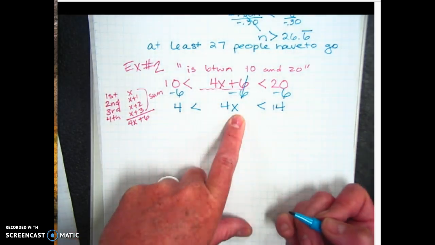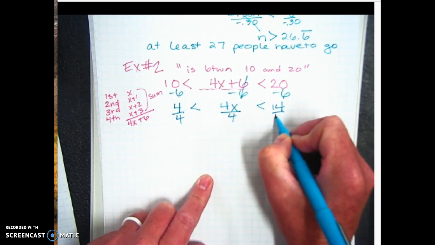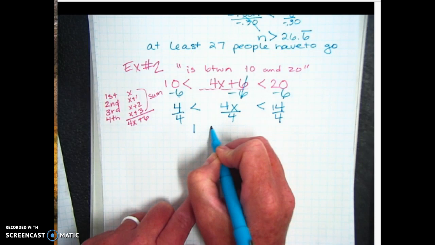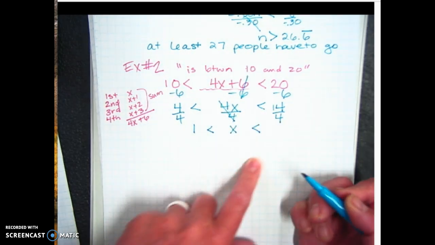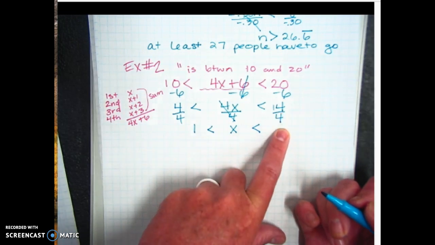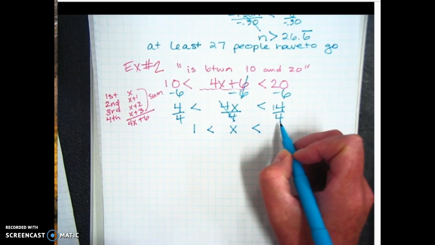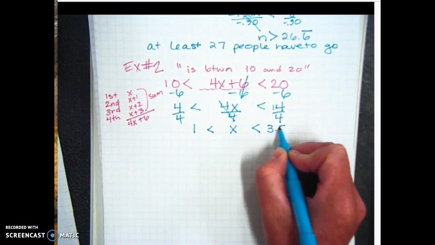The x is being multiplied by 4, so divide by 4. So 4 divided by 4 is just 1. That's nice. These cancel. Down to x. Over here, 14 divided by 4. Is that going to get us a whole number? No, it's not going to get us a whole number or an integer. So 4 goes into 14 like 3.5 times.